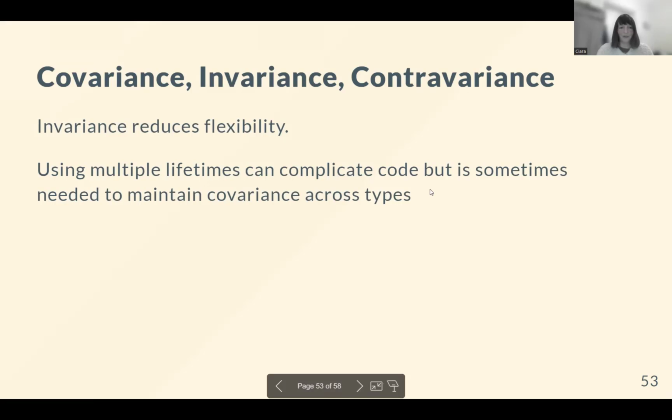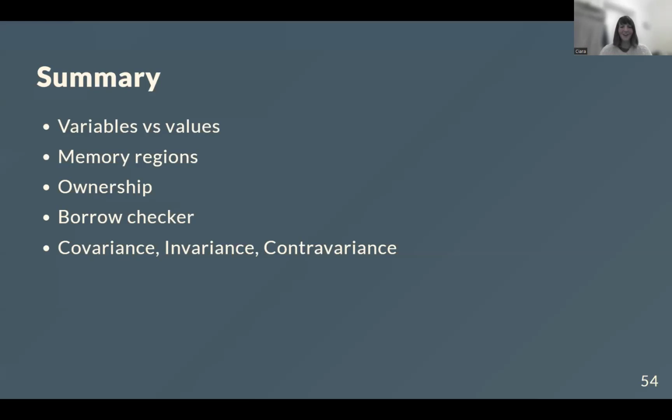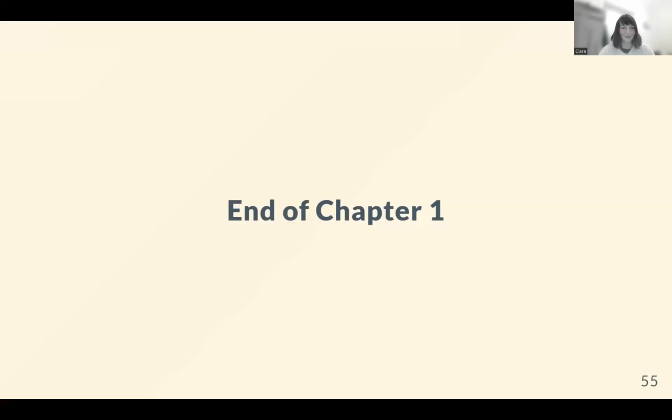Which, yeah, all of this was new to me. I hope I've understood it correctly enough to explain it to you, but please read the chapter for any clarifications. Just to summarize, because that is the end of the chapter, we talked about variables versus values. We talked about memory regions, ownership, the borrow checker, and this idea of covariance, invariance, and contravariance. So very interesting chapter overall. So that's the end of chapter 1.